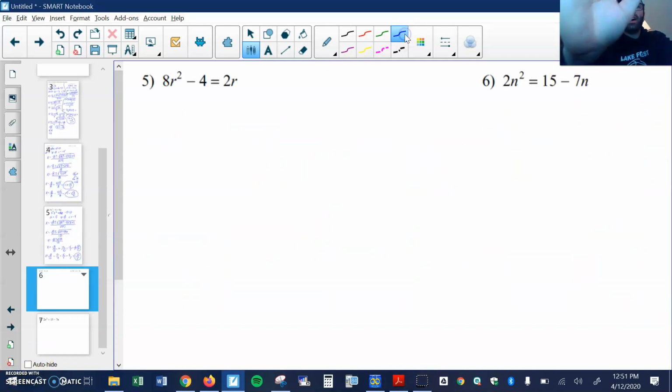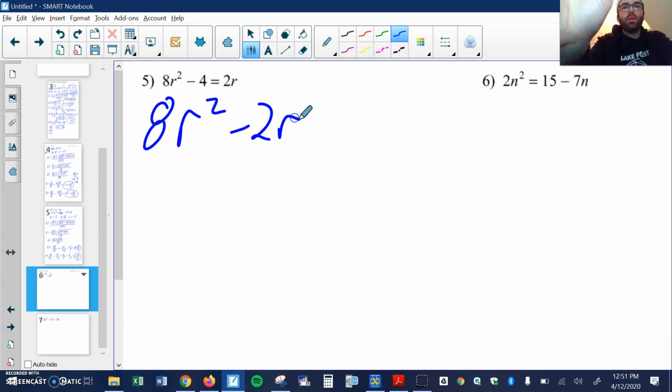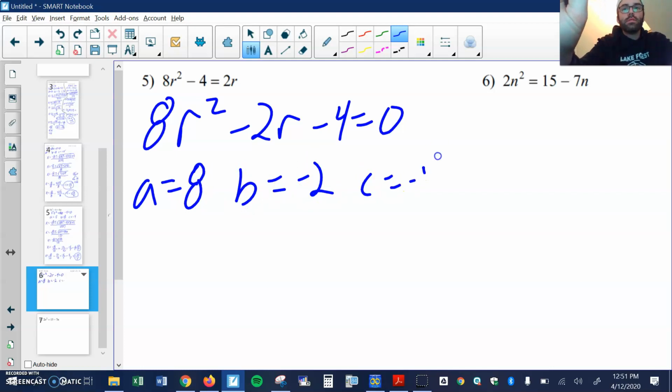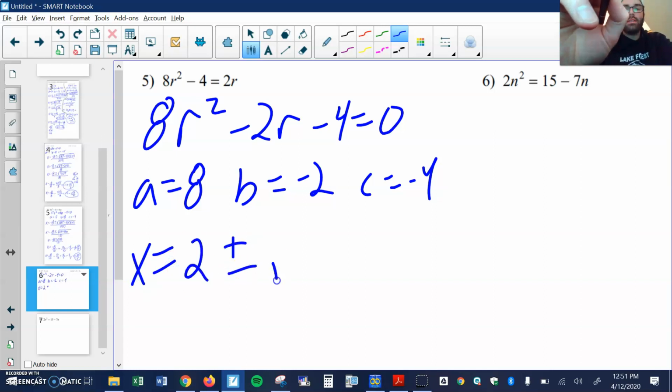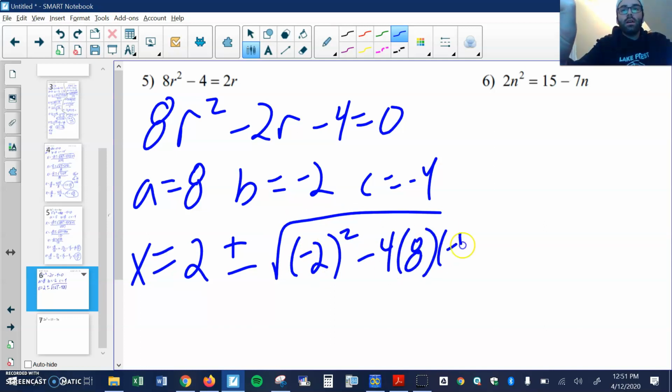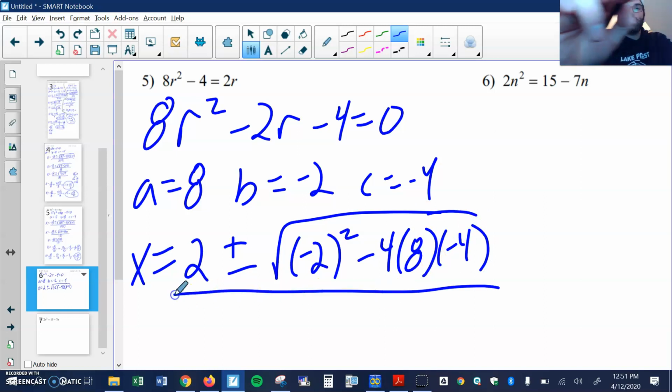All right, here we go. Number 5. Standard form, 8r squared. Need to subtract that 2r over so they have equal to 0. And now let's go. I get A equals 8, B equals negative 2, and C equals negative 4. Whoa, here we go. X equals opposite of B plus or minus the square root of negative 2 squared minus 4 times 8 times negative 4. All over 2 times 8.